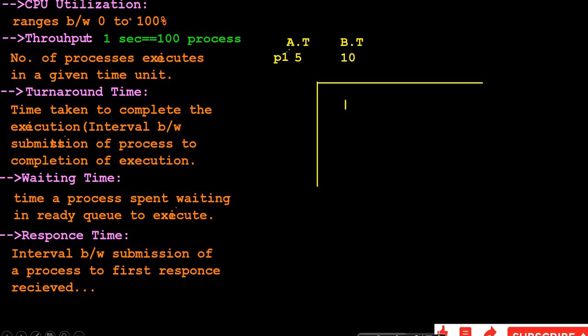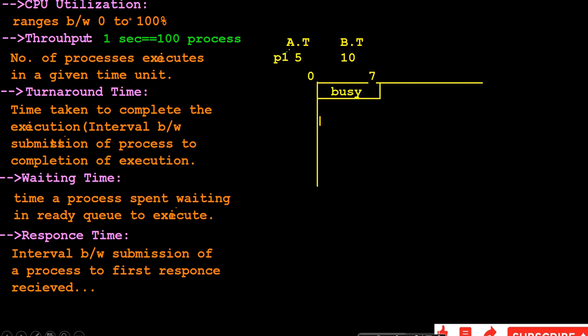So here, before P1 starts, consider the CPU is busy before starting the execution of P1. For example, consider it was busy for 7 seconds. From the 0th second to the 7th second, the CPU was busy. So the CPU will not execute the processes during this time. It may be doing some other task.